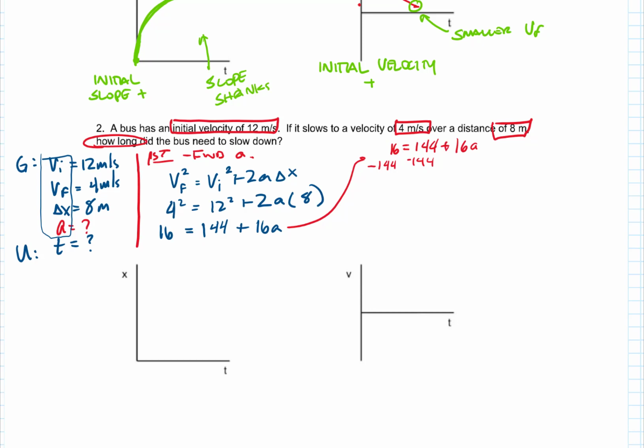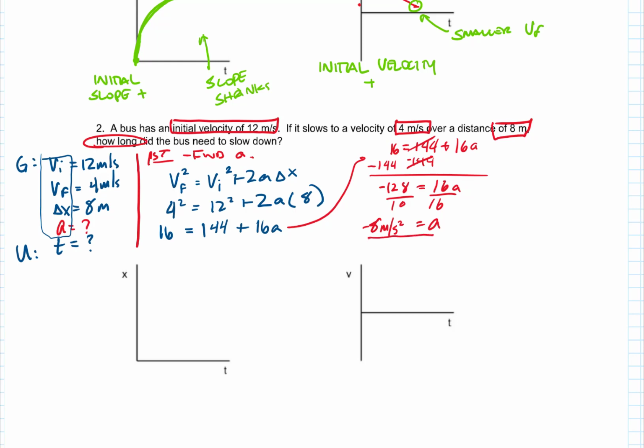Plus 16a. Sorry, so we'll subtract 144 from both sides. So that crosses out. And we get, when we do 16 minus 144, negative 128 equals 16a. Divide both sides by 16. And we get that the acceleration is negative 8 meters per second squared.